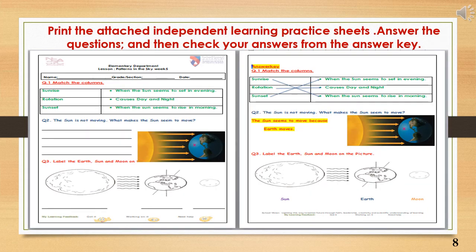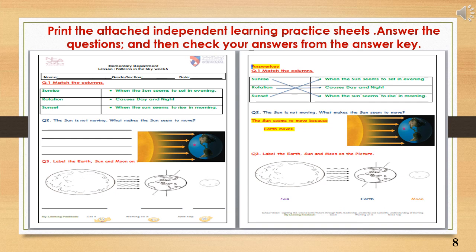Slide number 8, Independent Learning Practice Sheets. Let us do a few examples together. Question number 1, we are asked to match the columns. Please match the new vocabulary words with the definition. Sunrise, rotation, and sunset.